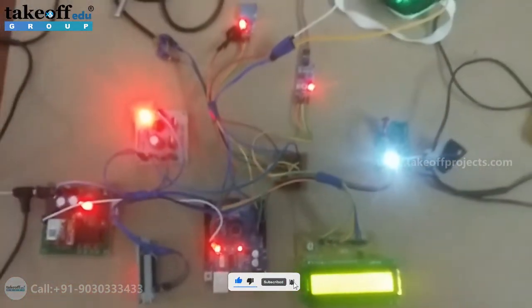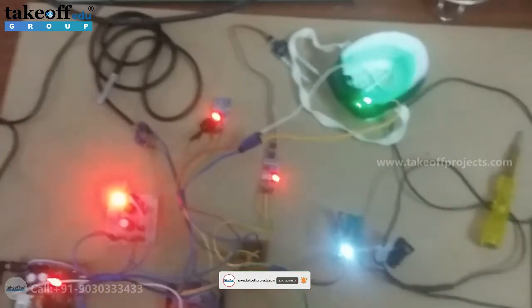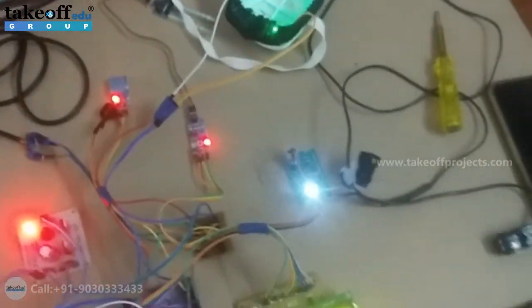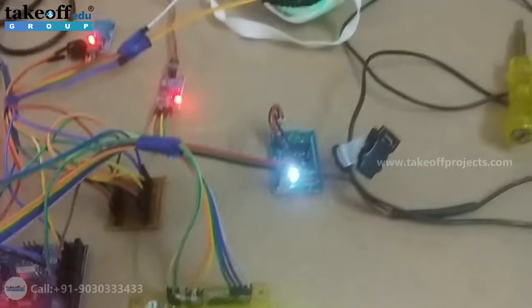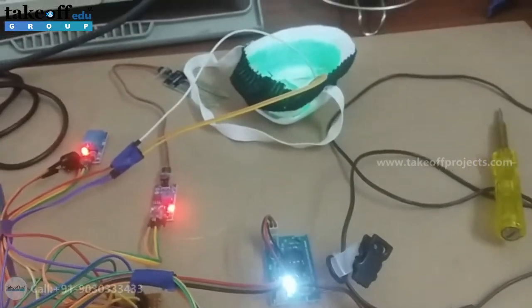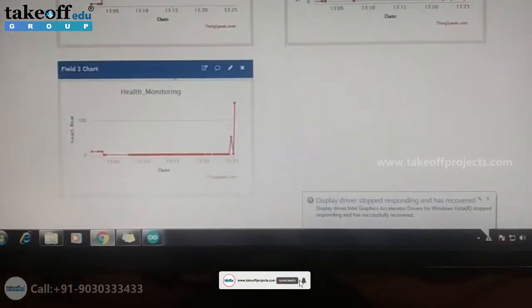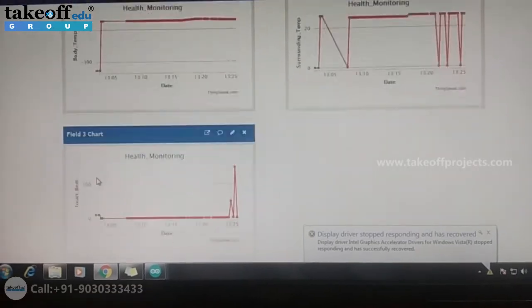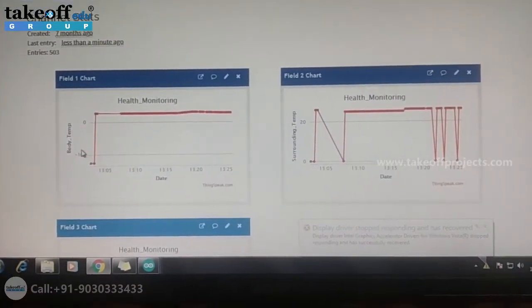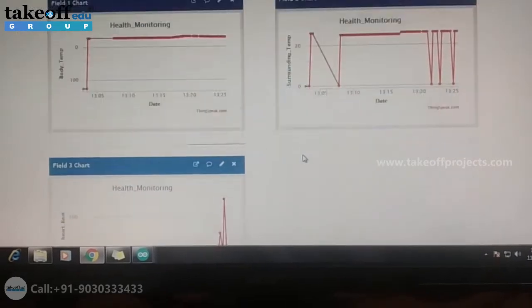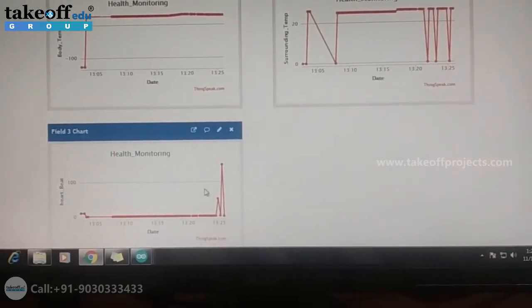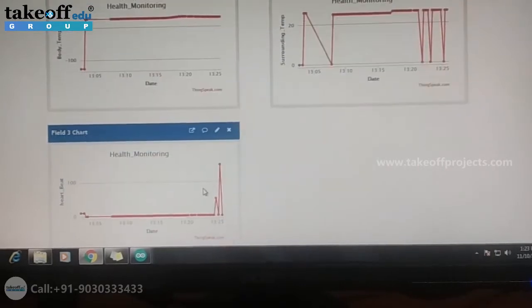So like this, if any of these sensors' values exceed normal values, then you will get a message alert and at the same time a buzzer alert. And these are the ThingSpeak values after uploading to the ThingSpeak server. So here I am uploading body temperature and surrounding temperature and heartbeat values to ThingSpeak using ESP32.